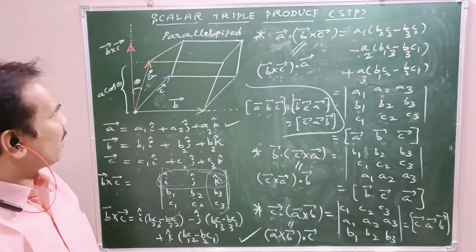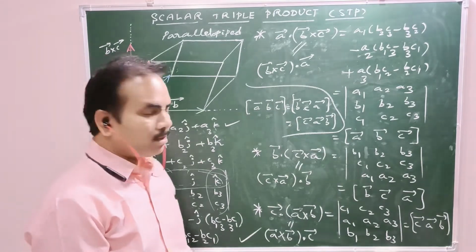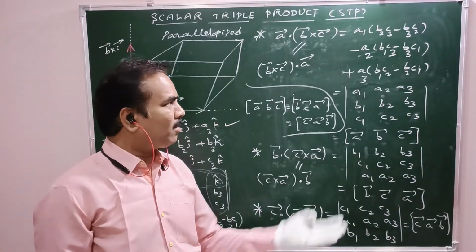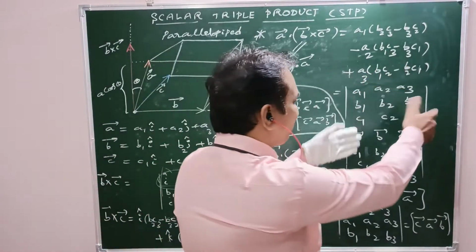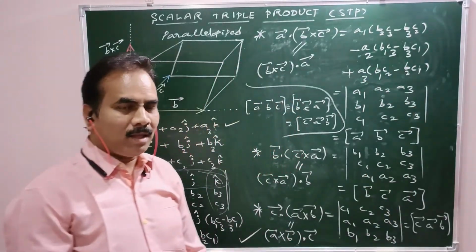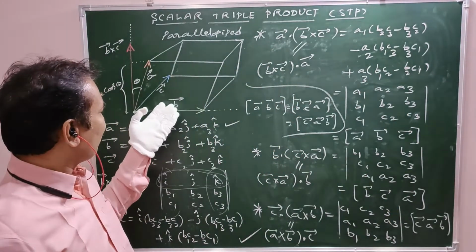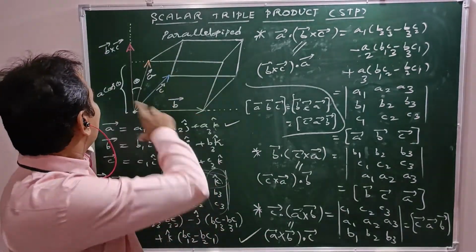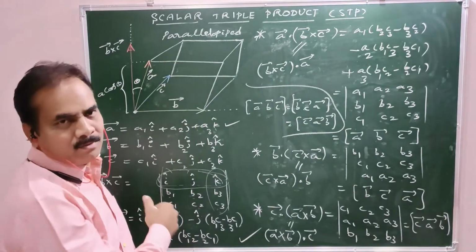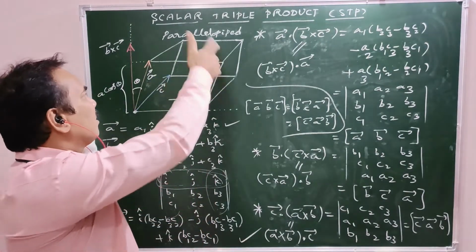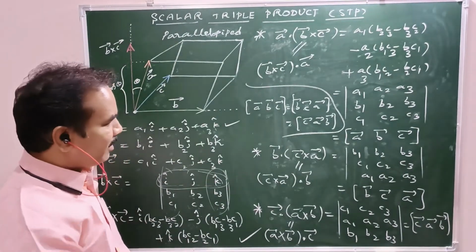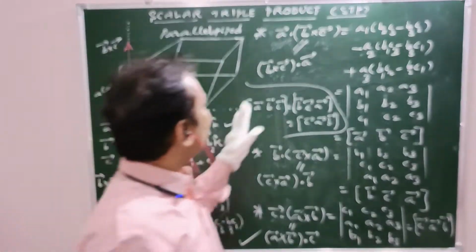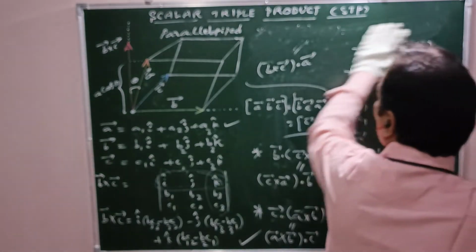Now coming to a numerical. Suppose all A bar, B bar and C bar are coplanar. Now this answer must be equal to 0. Why? Because if all are lying in the same plane, we don't have any height for the figure. We can't construct a three-dimensional figure like that. So in that case, the scalar triple product must be equal to 0. Let us see one example.